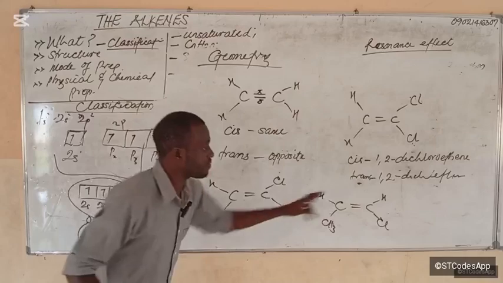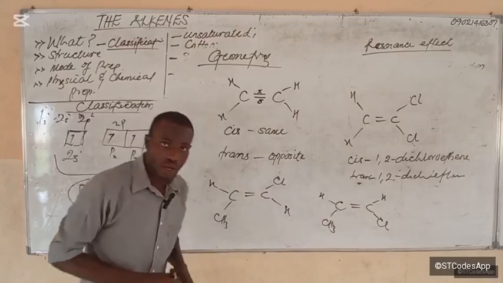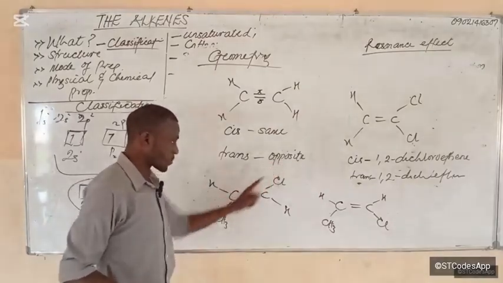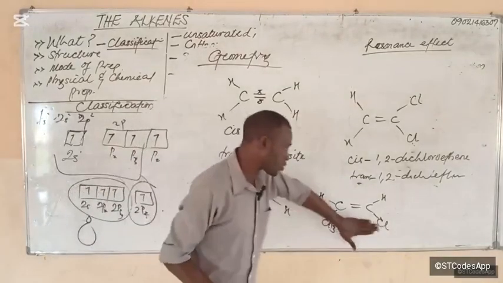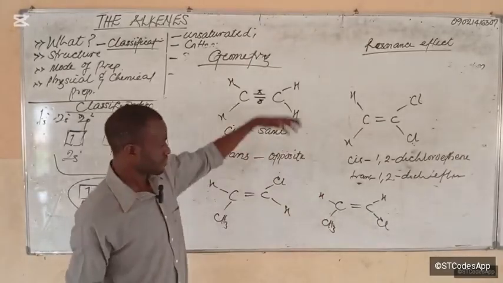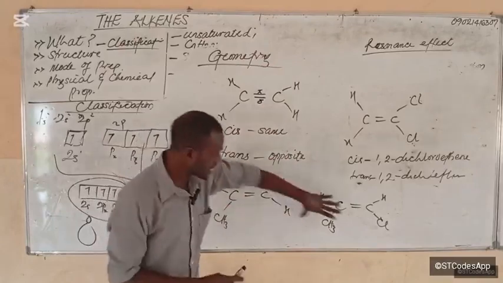Now which one is going to have a lower potential energy? You're correct, this one, of course. Why? Because it is in the trans isomerism. Then this one is going to have a higher potential energy. Why? Because it's cis. Now, these can be cis and trans isomers.